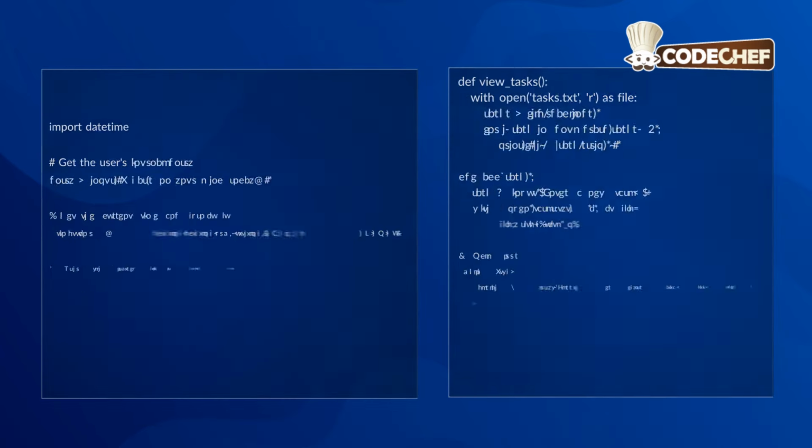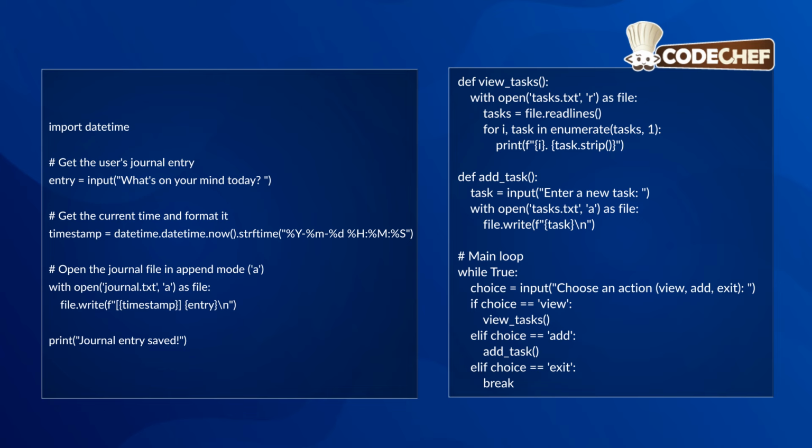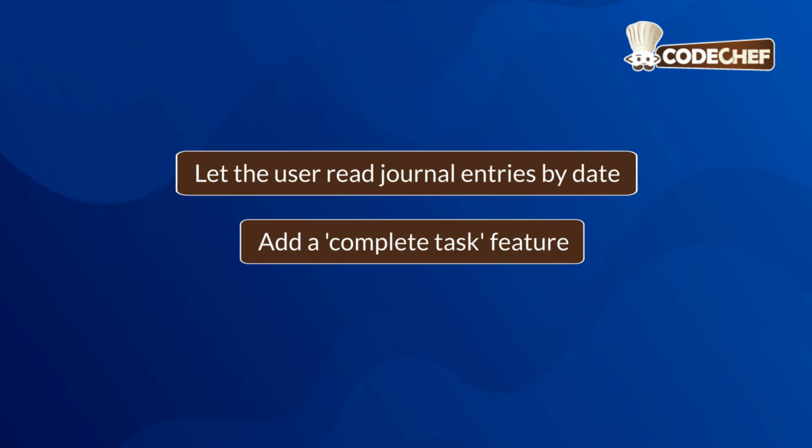In just a few minutes, we've built two useful programs that can save and retrieve information. This is the foundation for building much larger applications. Now, it's your turn to experiment. Try adding a function to the to-do list to remove a task.